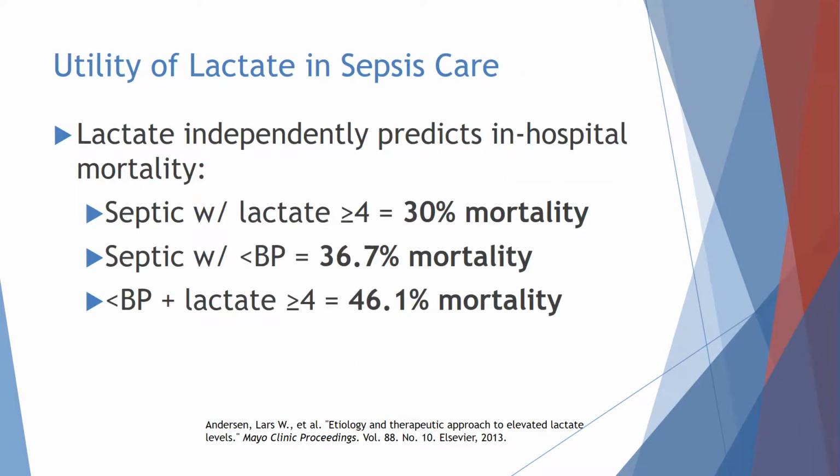So, why is lactate useful in sepsis care? Quite frankly, it is an independent predictor of in-hospital mortality and becomes an even better predictor of in-hospital mortality when sepsis is present. So sepsis with a lactate greater than 4 has a 30% mortality. Sepsis with low BP has a 36.7% mortality, and if you have a low blood pressure and an elevated lactate, you're up to a 46% mortality. So these may easily be the sickest patients in your clinical arena at any given time. So you should really pay attention to an elevated lactate.